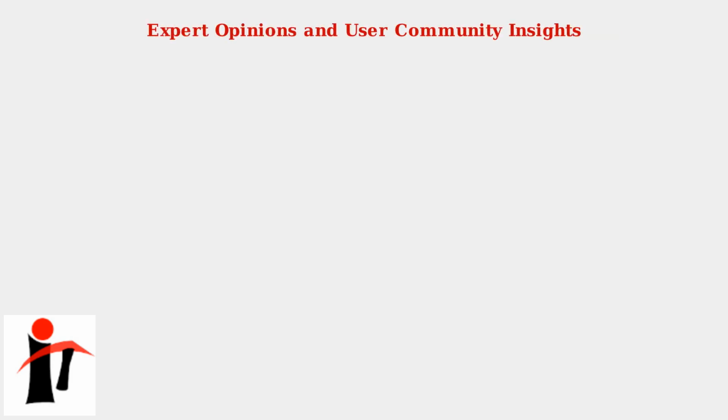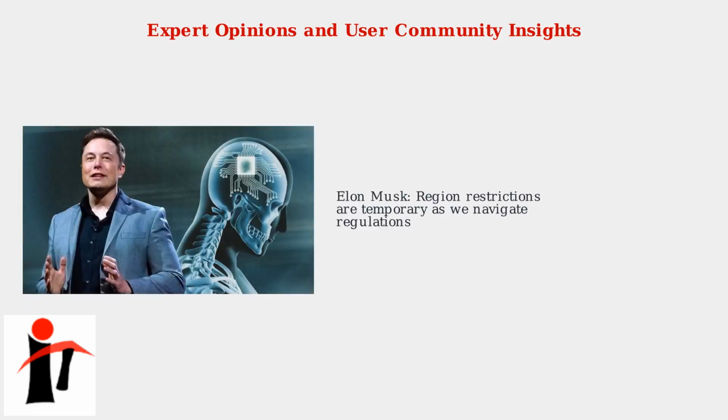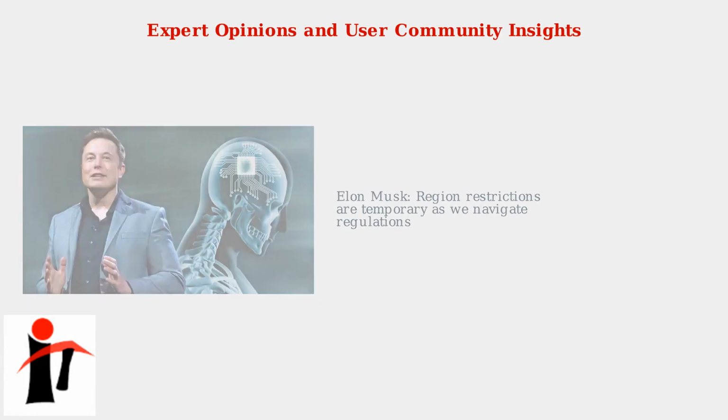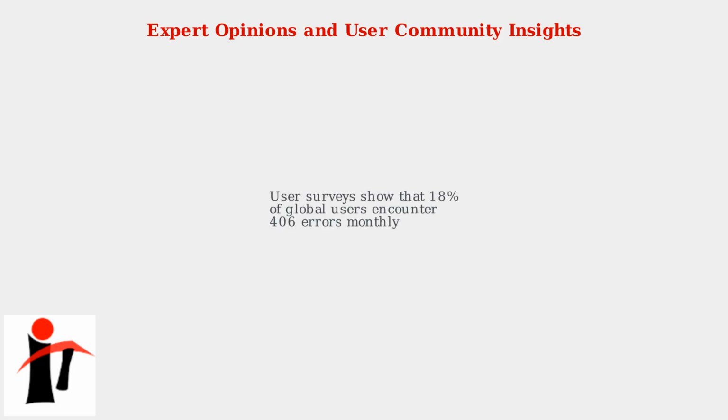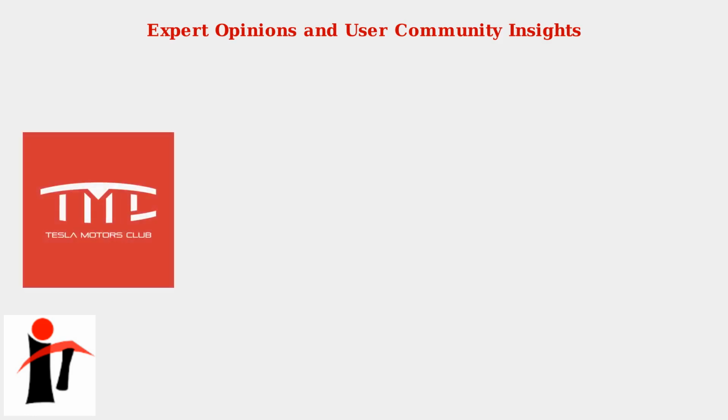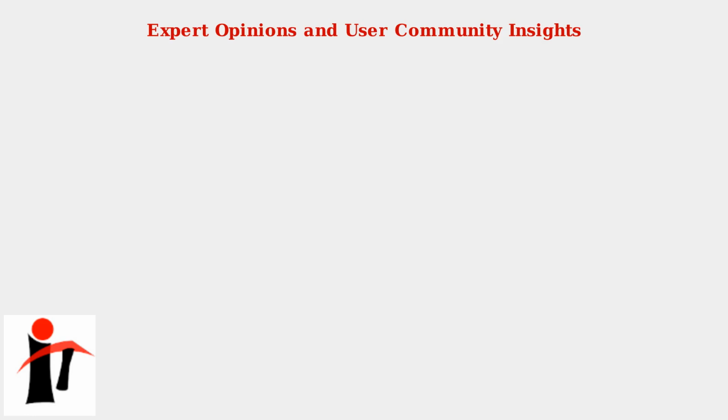Tech analysts view the 406 error as a temporary hurdle in Tesla's global strategy. Elon Musk has indicated that region restrictions are temporary as they navigate regulations. User surveys show that a significant percentage of global users encounter 406 errors monthly, with many resolving them via VPNs. Join Tesla community forums like Tesla Motors Club or Reddit's r/TeslaMotors for shared experiences and community-driven workarounds. Always prioritize official solutions and security best practices.